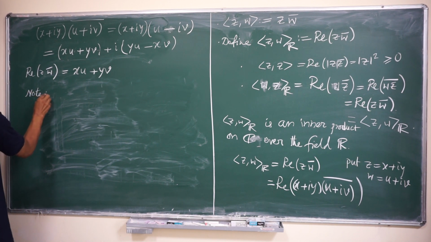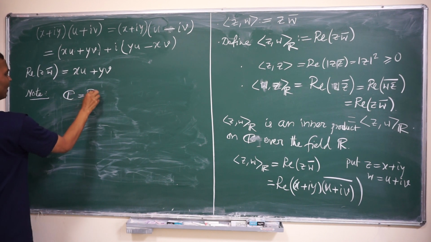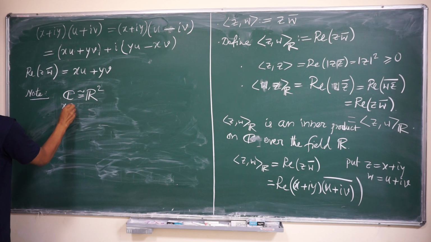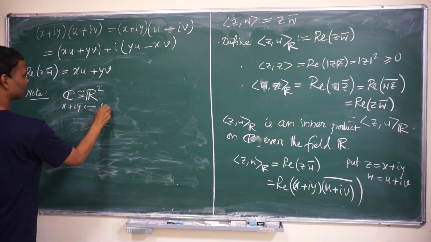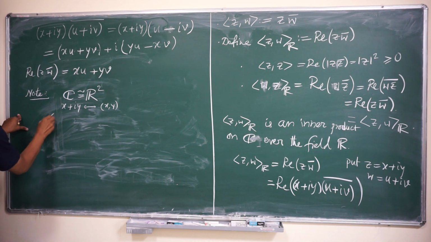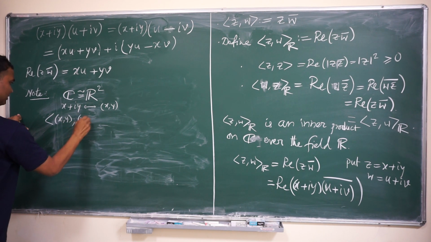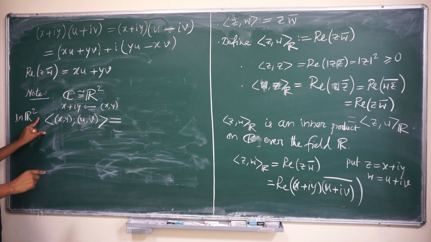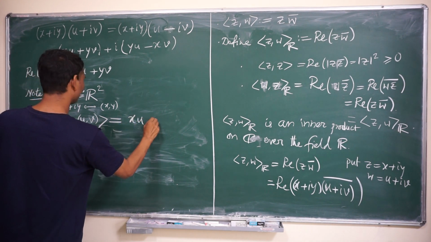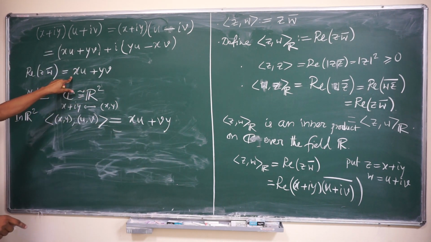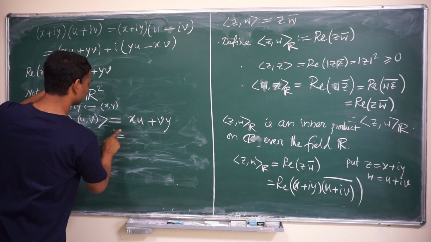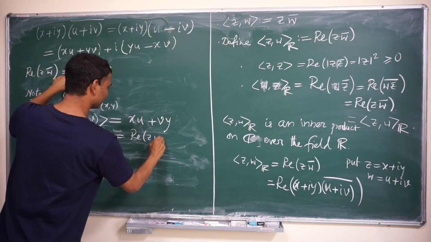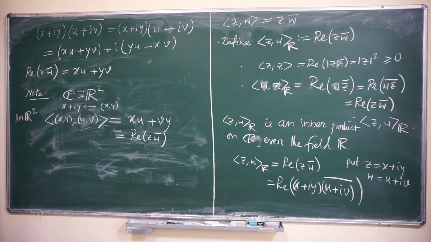Note that if you consider C to be just R2 and x plus iy as x comma y, then if you look at the inner product of x comma y and u comma v in R2, the standard inner product in R2 is nothing but xu plus yv, which is the same as the real part of z w bar. Alright, so is this clear?